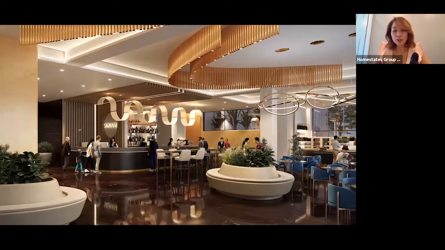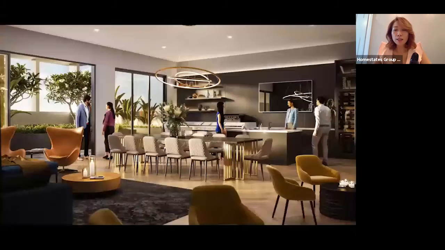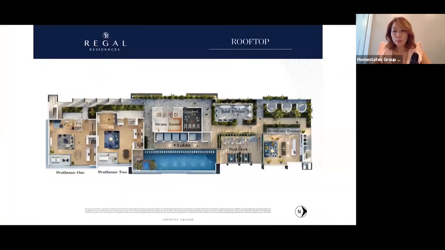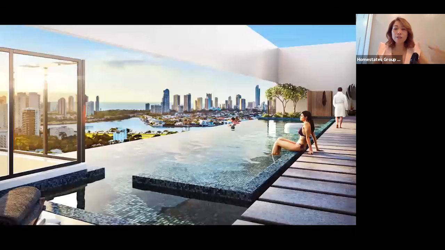Right, this is the lobby, just the artist version of the lobby. You can see the reception and the lobby bar. This is actually the rooftop. It's a residence lounge. You can book this area to host birthday parties and things like that. On the rooftop, apart from the resident lounge, there is a sauna and steam room, gym, roof terrace, pool deck, and sunken bar area. And I really love this infinity pool.